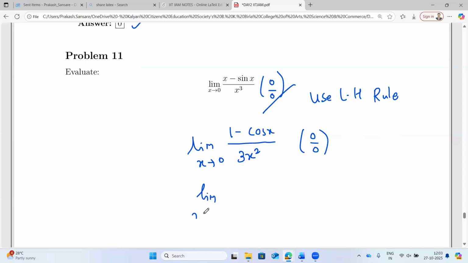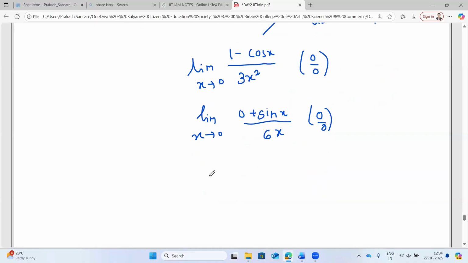The numerator derivative is 1 minus 0 minus cos x, whose derivative is minus sin x. So it will be plus sin x upon 6x. Again, this is 0 by 0 when you substitute. Again, apply the L'Hospital rule. So limit x approaches 0, sin x derivative is cos x upon 6. And cos 0 is 1, so 1 by 6. So the final answer is 1 by 6.